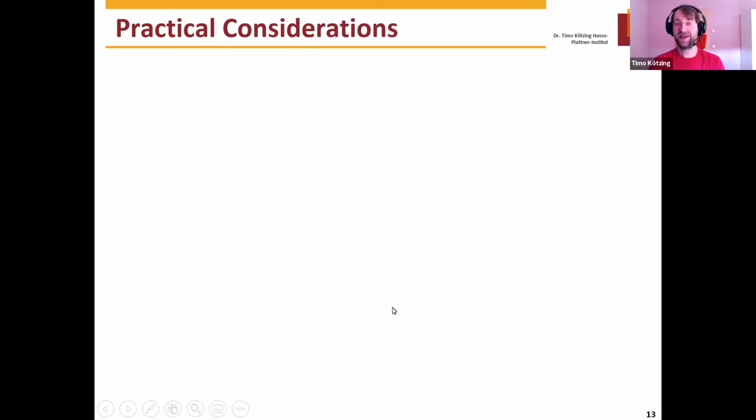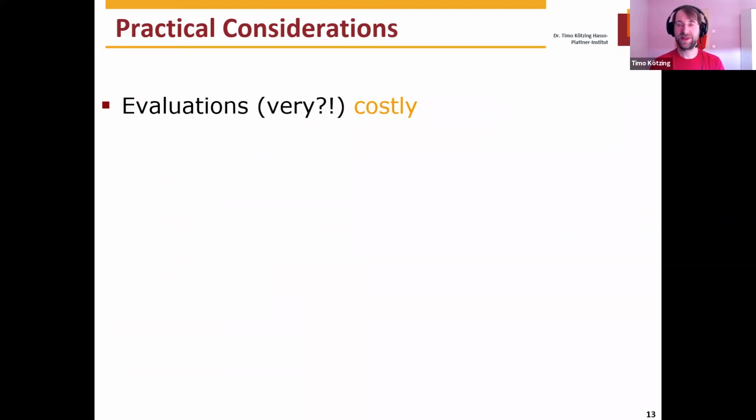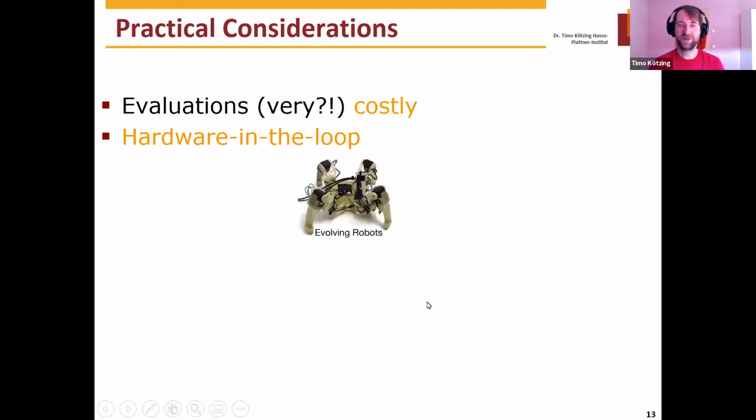Then we have some practical considerations. I already talked about evaluations being very costly sometimes. So this is where you need to have an eye on. And this in particular happens when you have some kind of hardware in the loop. So for example, you might want to evolve a robot. You might want to teach it how to use its limbs, how to walk or something.